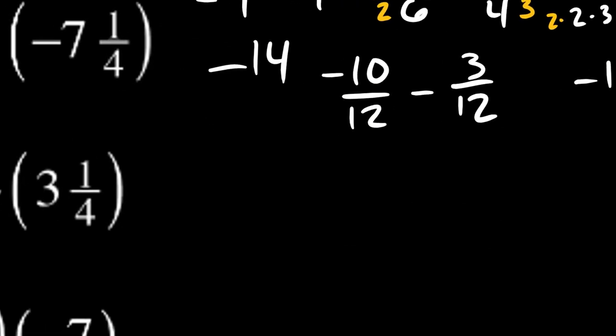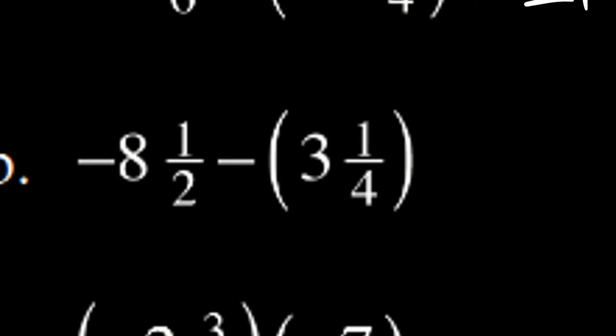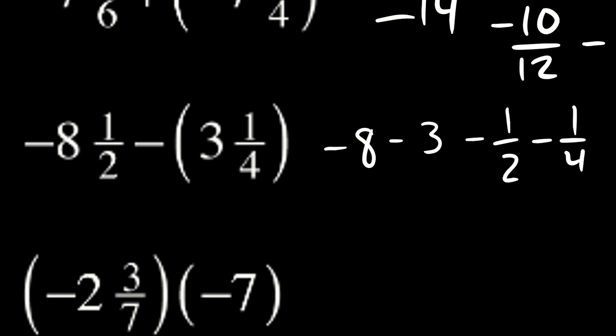Okay, let's move on to part B. Part B has, again, a subtraction problem. We've got a negative 8, and we've got a negative 3. We've got a negative 1/2, and a negative 1/4. And that's what that is, right? I've got this right here is literally negative 8 minus 1/2. This is distributing this. It's a negative 3 and a negative 1/4, right? So that's what these are.